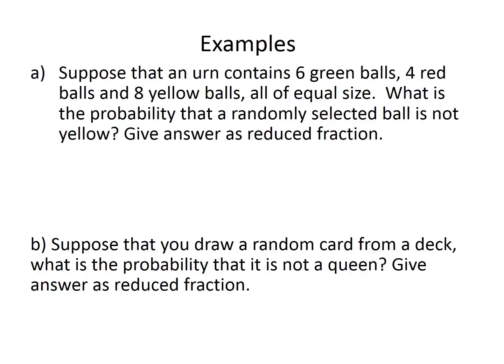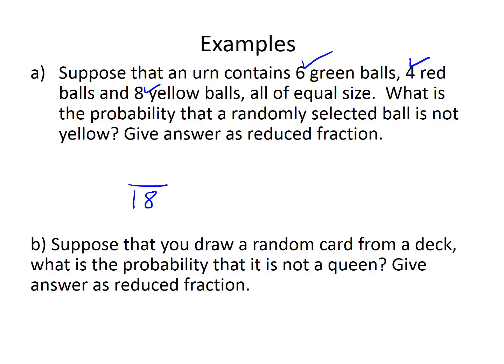Suppose that an urn contains 6 green balls, 4 red balls, and 8 yellow balls, all of equal size. What is the probability that a randomly selected ball is not yellow? Well, let's figure out how many balls total. 6 plus 4 is 10, plus 8 is 18 balls.